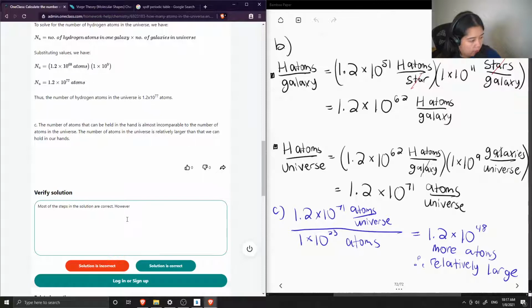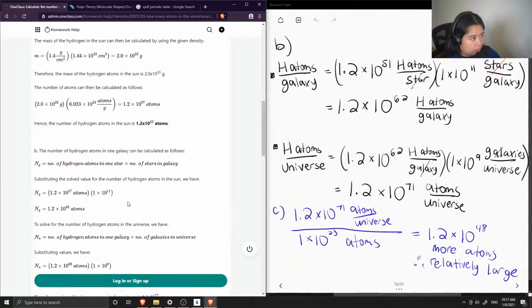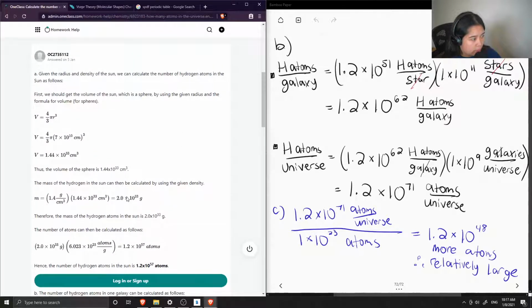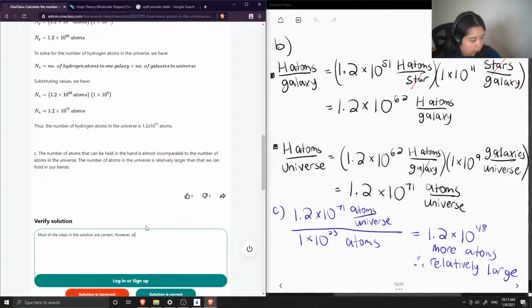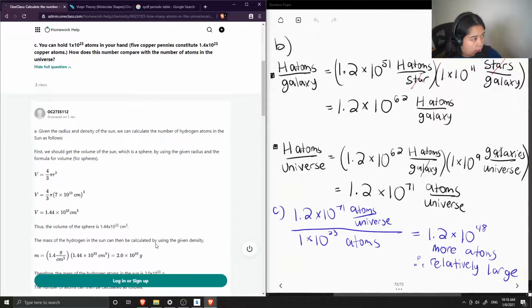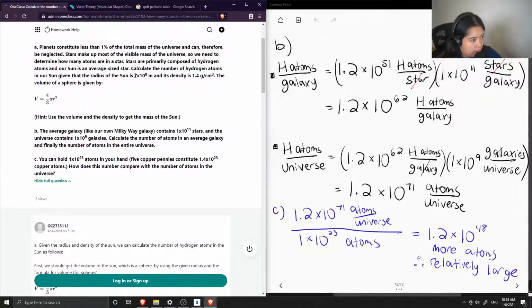However, in part A, in the initial calculation for solving for volume, the radius should be 1 times 10 to the 8 meters.